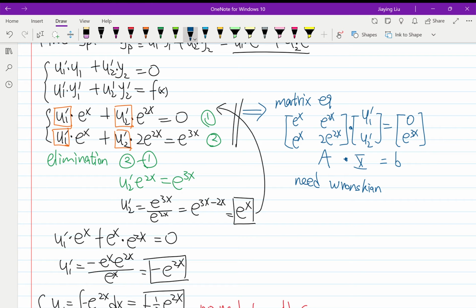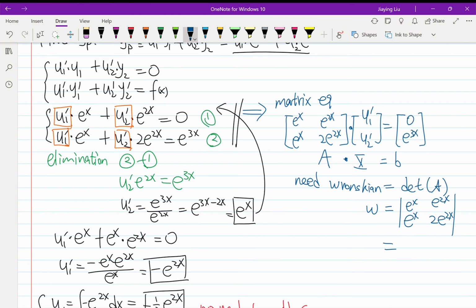So the Wronskian is defined as the determinant of A, which, in this example, is equal to... The Wronskian is sometimes written as W. So that's written as W equals vertical lines, which mean determinant for a matrix instead of brackets. So that's e to the x, e to the x, e to the 2x, 2e to the 2x.